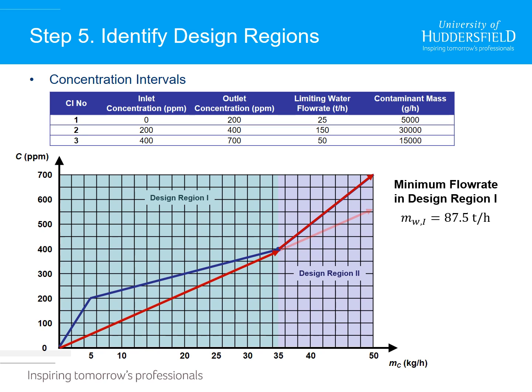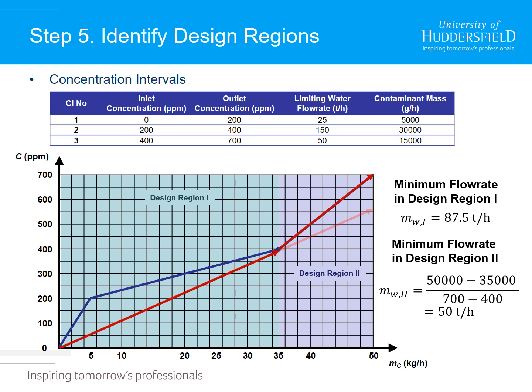In this case, it can be calculated using the coordinates of the third part of the composite curve, 50,000 grams per hour minus 35,000 grams per hour divided by 700 ppm minus 400 ppm, which equals 50 tons per hour. We have thus calculated the minimum water flow rate in both design regions, and we are now ready to populate the design grid and come up with the optimal configuration for our network.